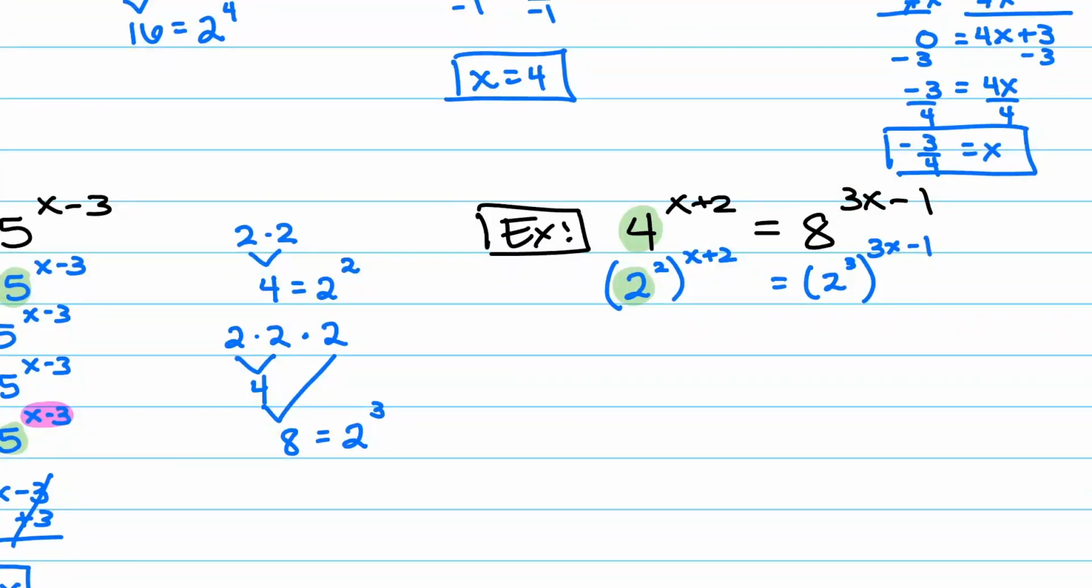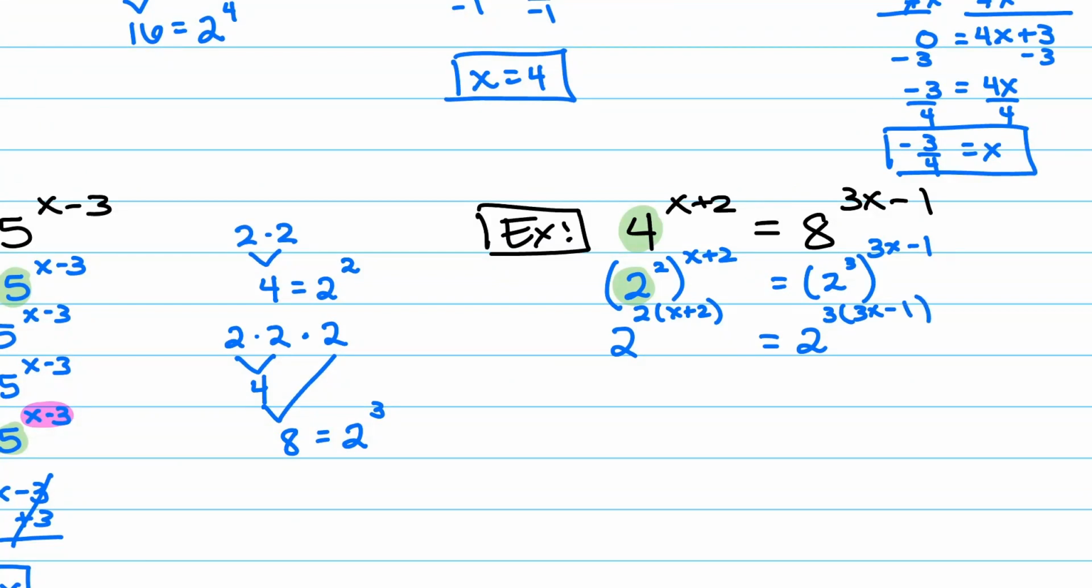Remember, when we have powers to powers, we multiply. And also remember that I'm taking 2 and I'm multiplying by all of x plus 2. If I want to multiply these together, I need parentheses around this x plus 2. So this is going to be 2 to the 2 parentheses x plus 2. And on the other one, the exact same thing. I'm taking 3 and I'm multiplying it by 3x minus 1. I'm going to put that in parentheses. It's going to be 2 to the 3 parentheses 3x minus 1.